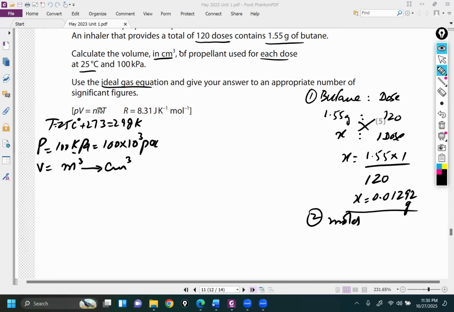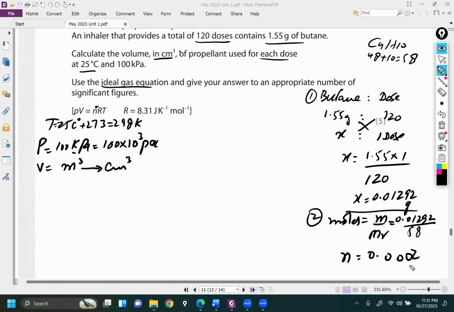Okay. Now, the second section, we will change this into moles because butane is a gas and we will use here the number of moles. So again, this formula is mass over MR. So 0.01292 divided by the butane MR. And the butane MR is, this is C4H10. So this is 58. So divide by 58. And we will get the number of moles of butane, that is 0.000223 moles. This is second part now.